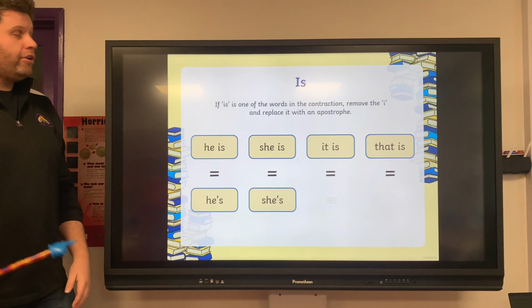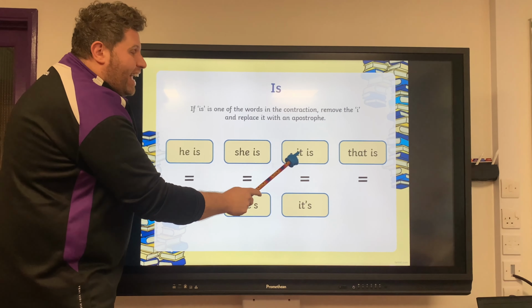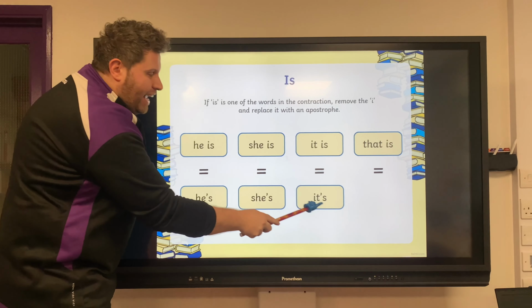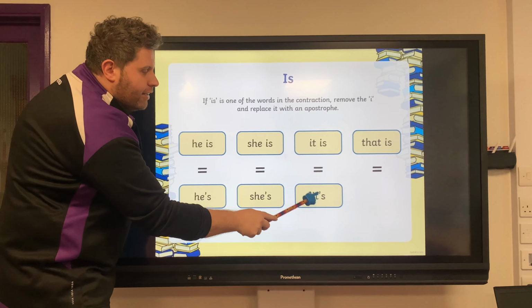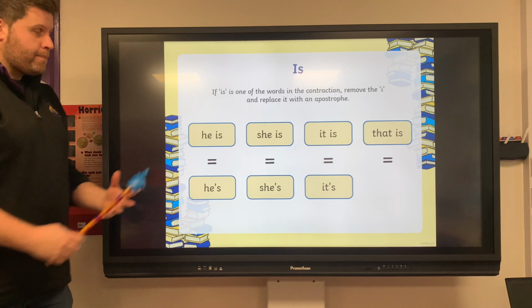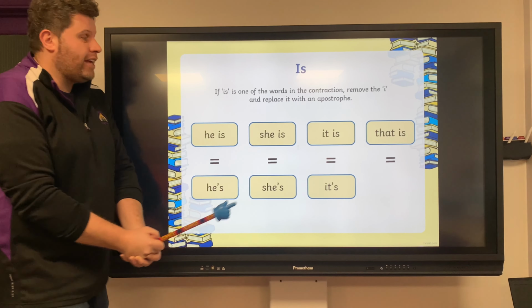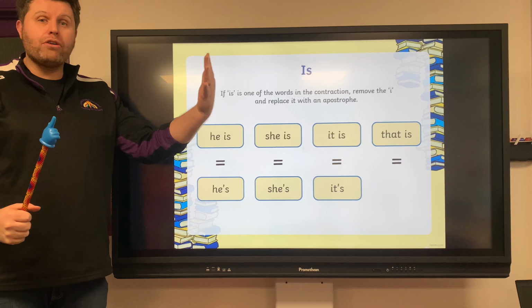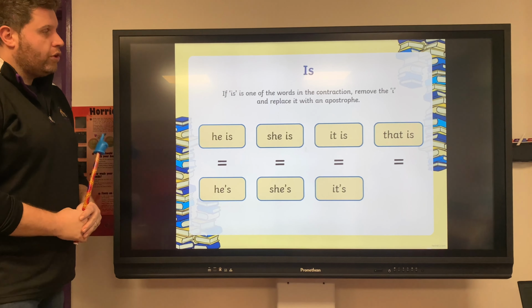Let's have a look at another. If we were going to say "it is", we could shorten that into "it's". We get rid of the i, replace it with an apostrophe, and it's one word now. So instead of saying "it is hot", we could say "it's hot". Well done. Let's have a look at another one.